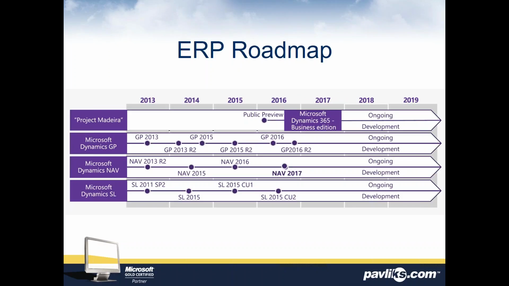Microsoft has said that they're committed to their existing ERP applications: GP, Nav, SL. They're going to continue them into the future, but they're not going to be rolled into 365. So 365 on the enterprise side is AX, and on the business side is going to be what they call Project Madeira, which is essentially a variation of Dynamics Nav.